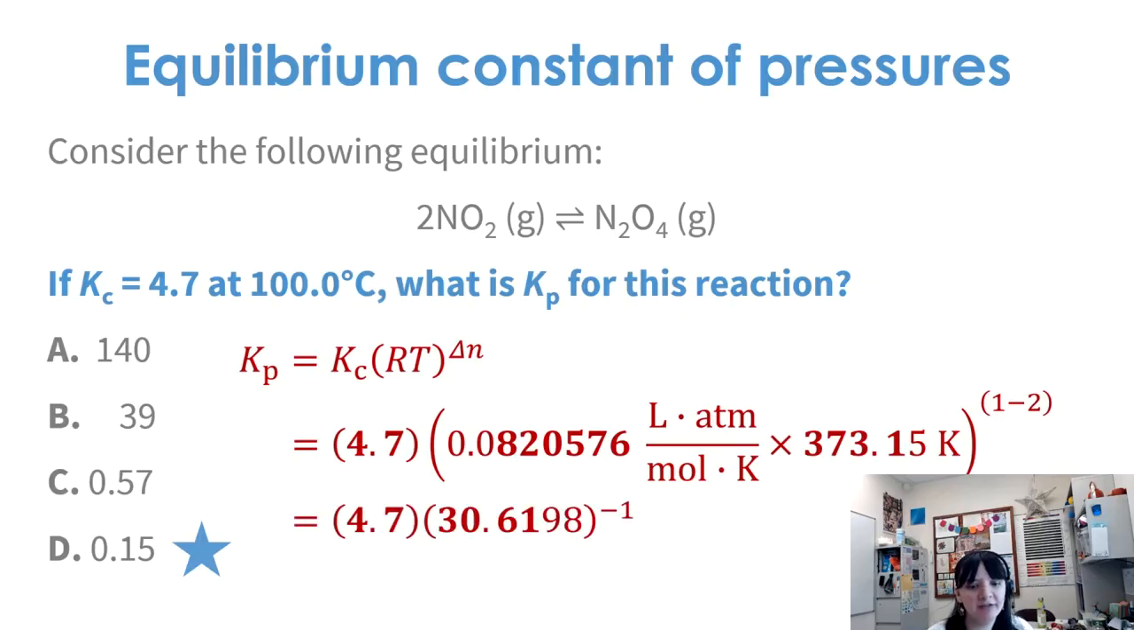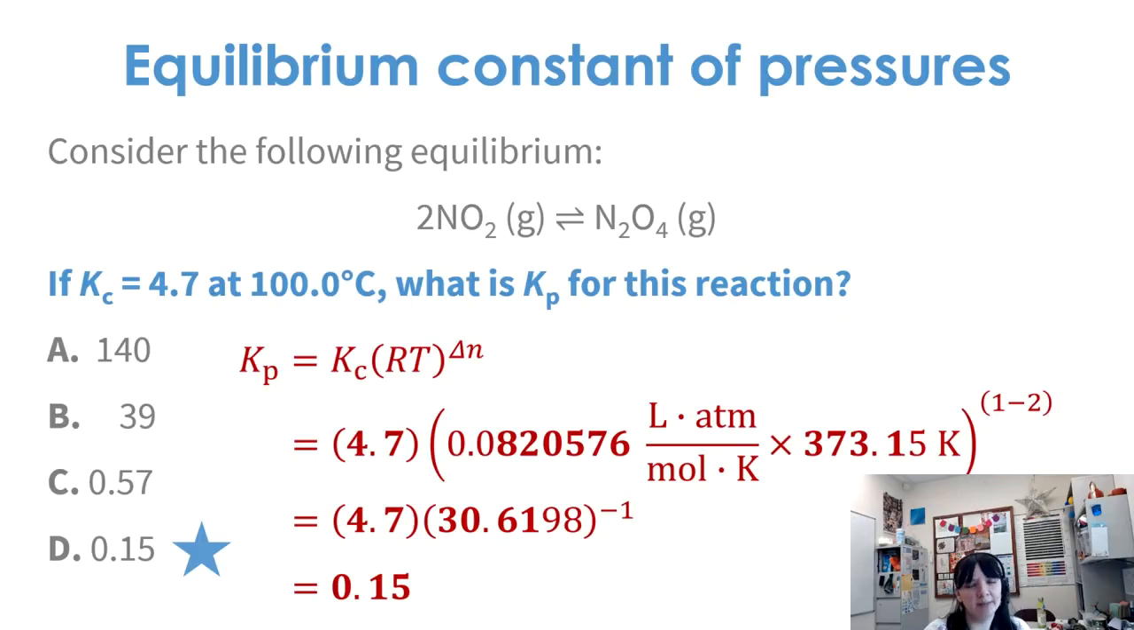And so I'm just evaluating this out, right? I'll start putting together my different pieces of this equation, running through the algebra, and what I should get overall here is an answer of 0.15 as the Kp. So again, the equilibrium constant of pressures in this scenario is 0.15.